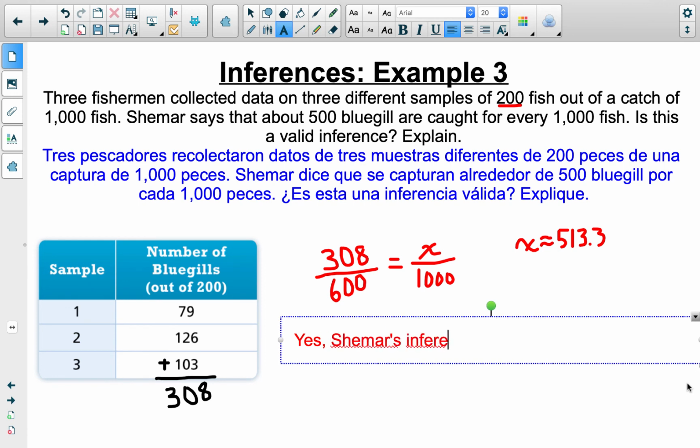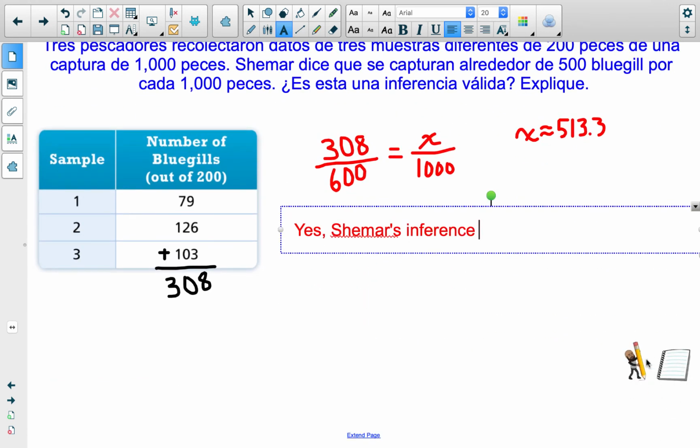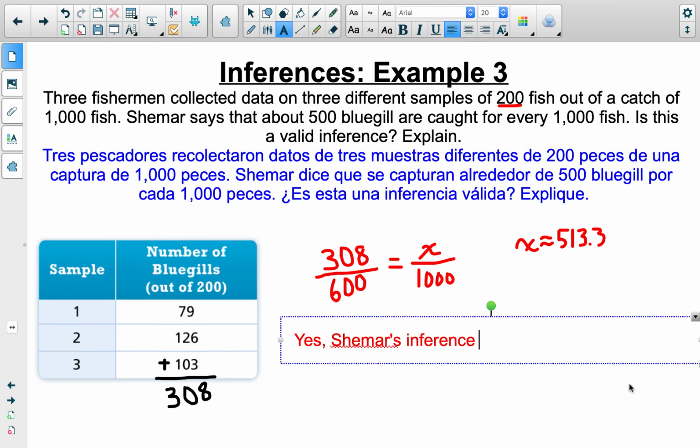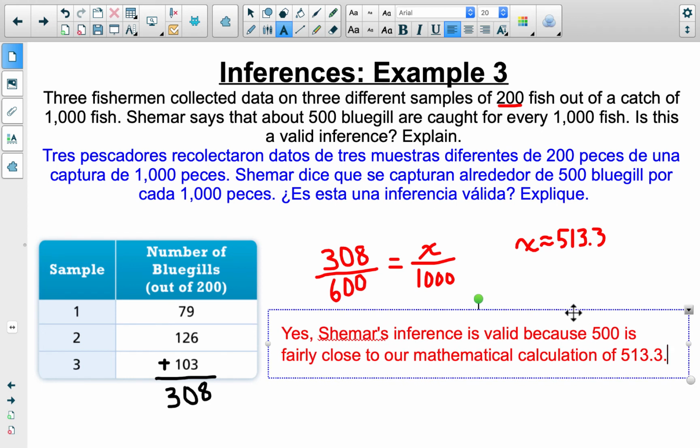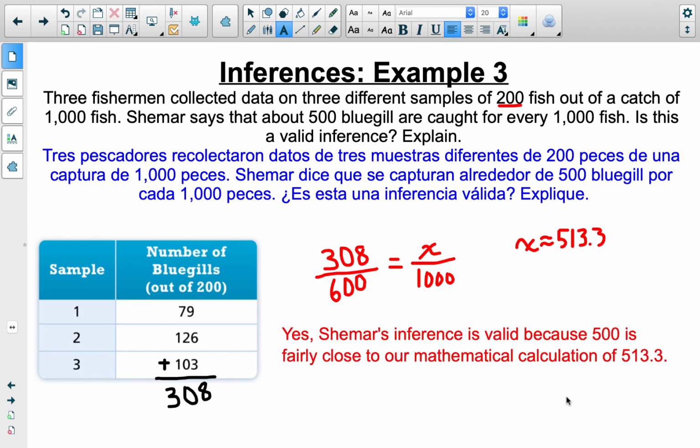Shamar's inference. Sorry, make sure you're writing this down. I need to move those up next time, but make sure you're writing this down. Shamar's inference is valid because 500 is fairly close to our mathematical calculation of 513.3. All right? So for Shamar to say it's going to be about 500, 513 is very close.